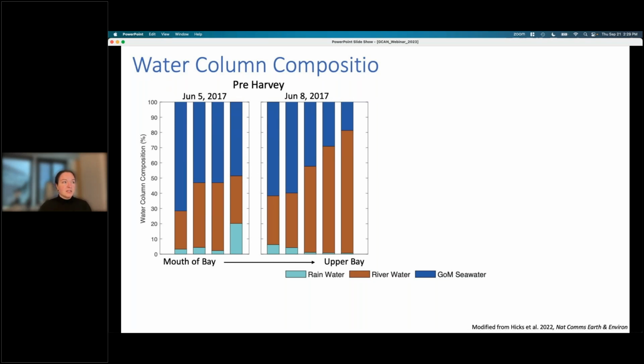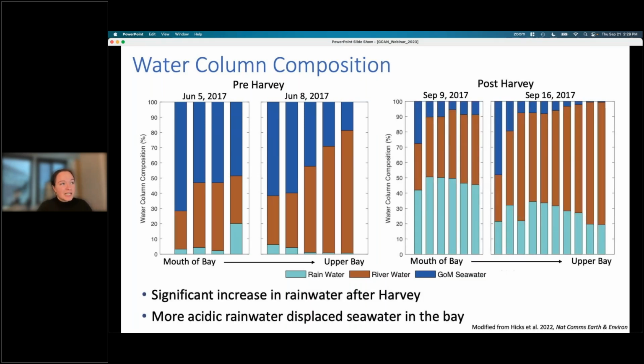After Hurricane Harvey, now shown on the right-hand side with the same plots showing water column composition and rainwater indicated by those teal bars, we see a significant increase in rainwater after Harvey. However, in addition, we also see a dramatic decrease in the amount of seawater contributing for each station here. So generally speaking, we see very similar amounts of river water, but much lower amounts of seawater and much higher amounts of rainwater, indicating a displacement of this seawater in the bay with more acidic river water, essentially that hydraulic flushing mechanism that I mentioned previously.